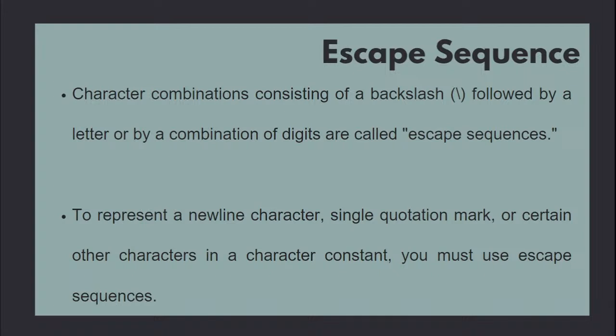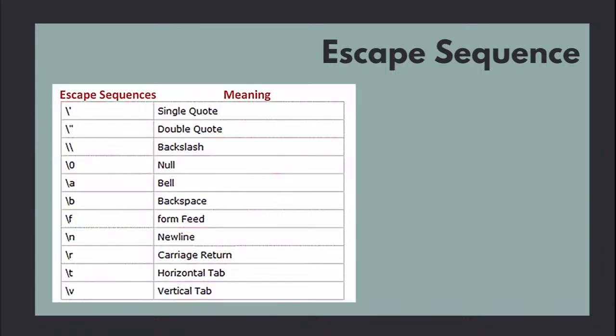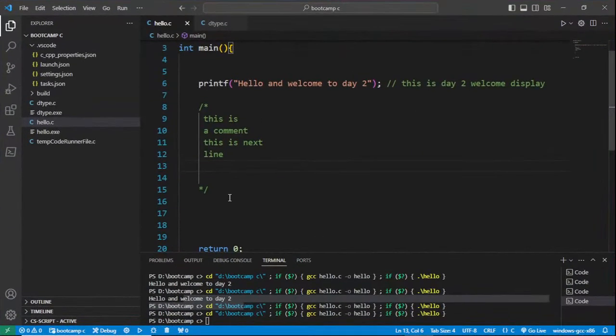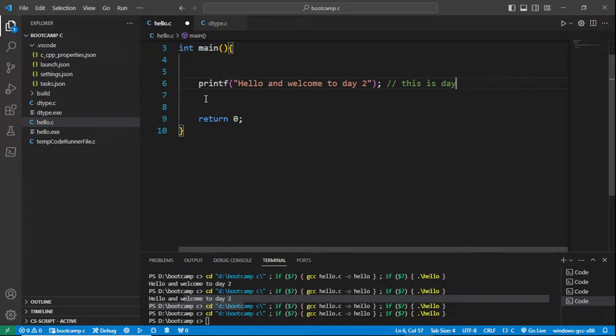To represent a new line character or a single quotation mark or certain other characters in a character constant, you must use escape sequences. For example, I have some set of sequences here. There are a lot of things. You could take a snapshot and try one by one. I'll be showing you some examples which are really important. For example, I'll just remove this comment, guys. For now, I don't need this comment. I'll remove this.